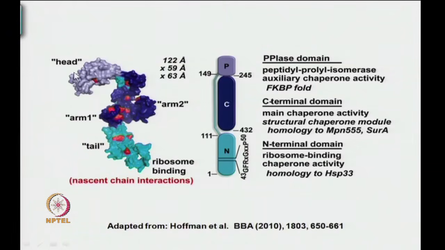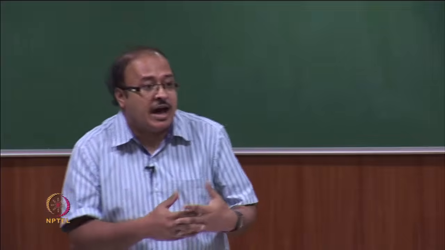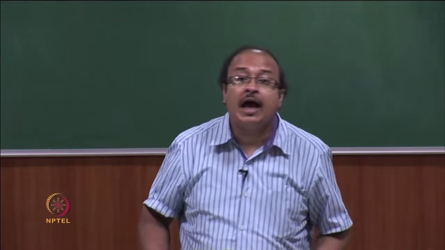Then you have this head, which is called the PPIase domain, or peptidyl prolyl isomerase domain, and one of the very important structural parts is the C terminal domain. You can see this almost makes up about half of the full trigger factor protein. So, this C terminal domain is the one which exhibits the main chaperone activity. This is the one which interacts with the protein in such a manner that it prevents it from misfolding, or from going into any aggregated state.